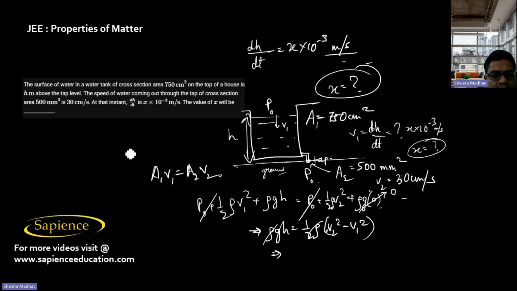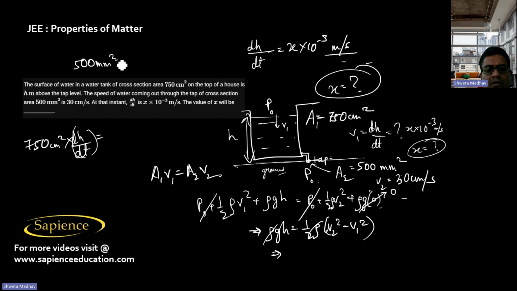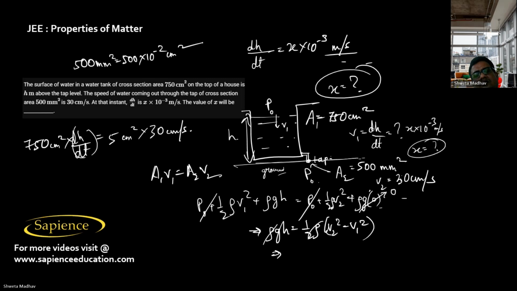Here actually the area is already given. So I can say area, that is 750 centimeter square, into V1, that is dh by dt, is equal to A2, that is 500 millimeter square, which is equal to 500 into 10 power minus 2 centimeter square. It means 5 centimeter square into V2. V2 is 30 centimeter per second. Centimeter square will get cancelled, and 0 will also get cancelled.